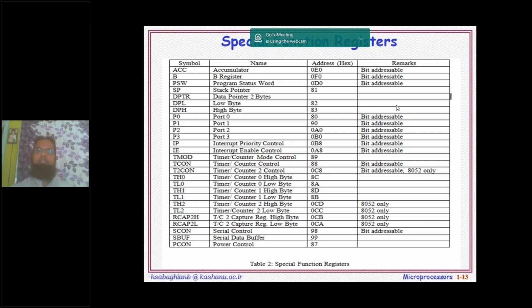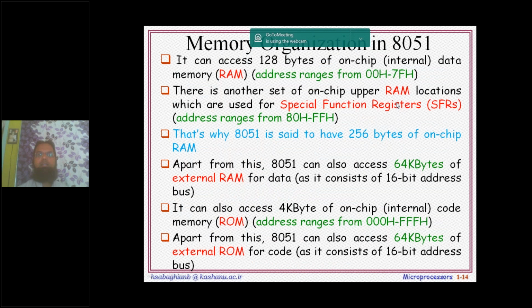Now let us come to the memory organization in 8051. As I said, this 8051 consists of on-chip 256 bytes of RAM, and this on-chip 256 bytes of RAM is divided into lower 128 bytes and upper 128 bytes. Now let us come to the diagram. The lower 128 bytes is used to store the data, and if it is not possible to store your data in on-chip RAM, you can make use of external RAM. And to connect external RAM, we can connect 64 kilobytes of external RAM.